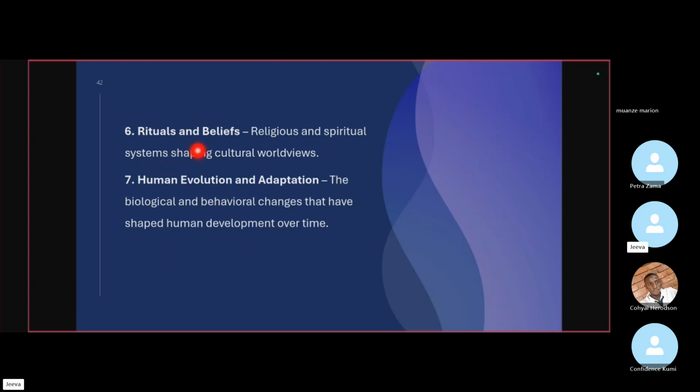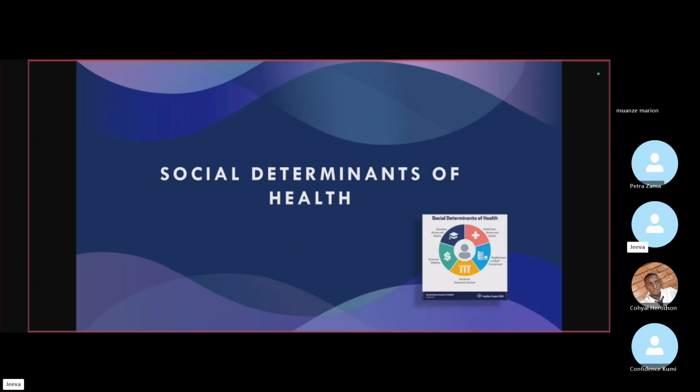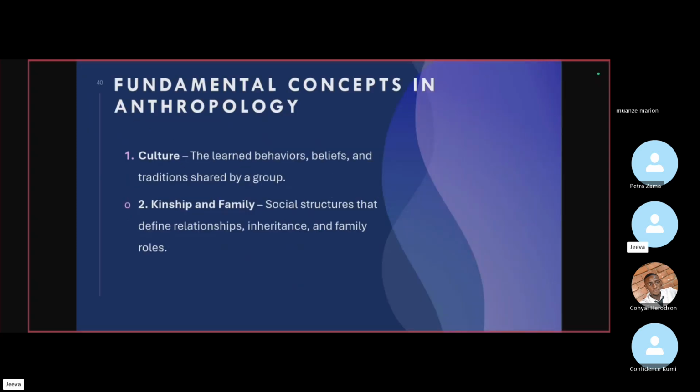Next is rituals and beliefs. Different religions have different spiritual beliefs and spiritual systems which shape the cultural worldview. Then human evolution and adaptation, like the various biological and behavioral changes that have shaped human development over time. So these are the different fundamental concepts which come under anthropology.